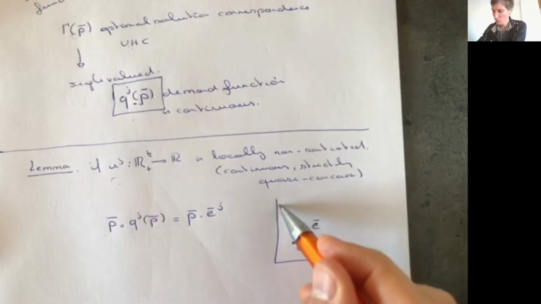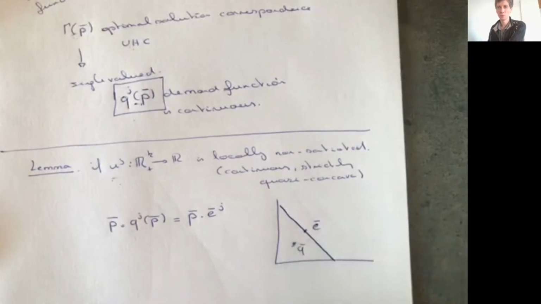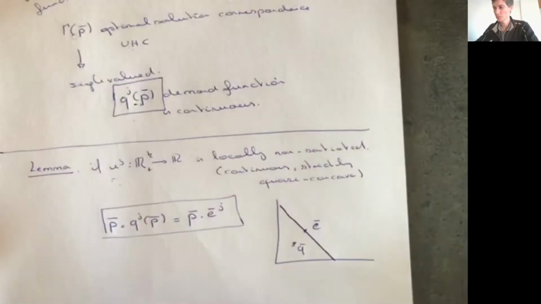So the optimal bundle should be on the budget line here, right? You cannot consume inside the budget set. Okay, so that's what the lemma says. It has to satisfy this property.